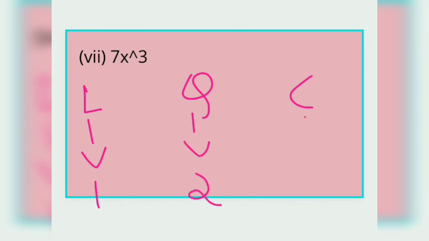So again, I just revise very quickly. We have degree. On the basis of the degree, we have three types of polynomials. First the linear, then we have quadratic, and the third one is cubic. Linear means when the degree is 1, quadratic means degree is 2, and cubic means degree is 3.